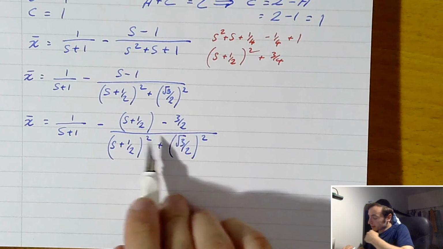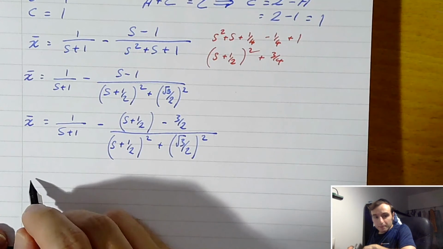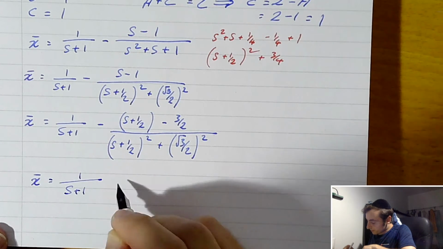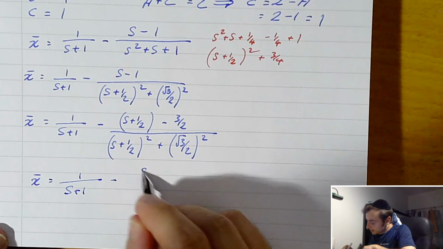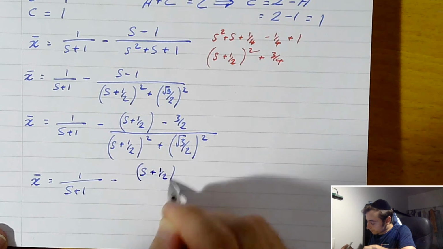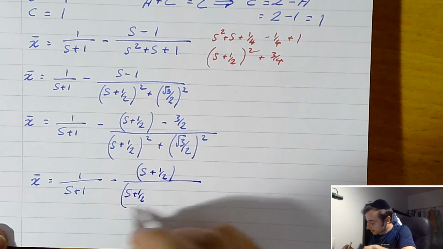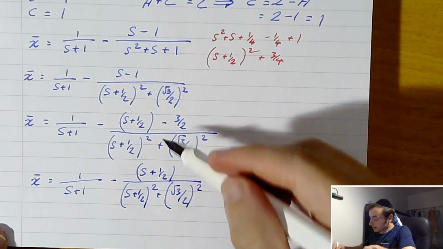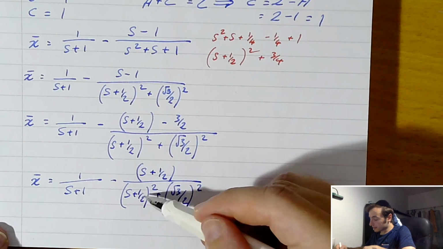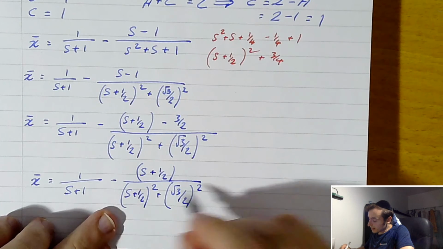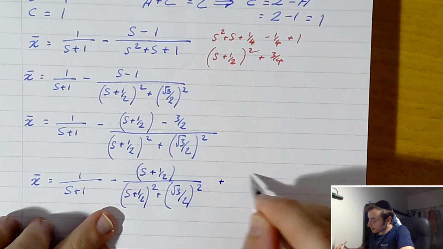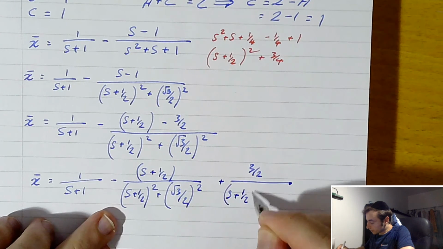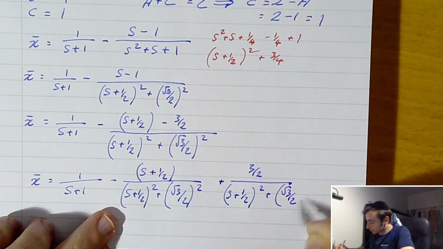And at the moment, what we're going to do is just separate these variables over here, which you can probably guess by now. So we've got x bar equals 1 on s plus 1, minus s plus a half on s plus a half, and this is looking good, plus root 3 on 2 squared. That bit is looking really good because we've got the same thing going on here and here, just with the square. And then we're going to have the minus minus, that's going to be the plus 3 over 2, all on s plus a half squared plus root 3 on 2 squared.